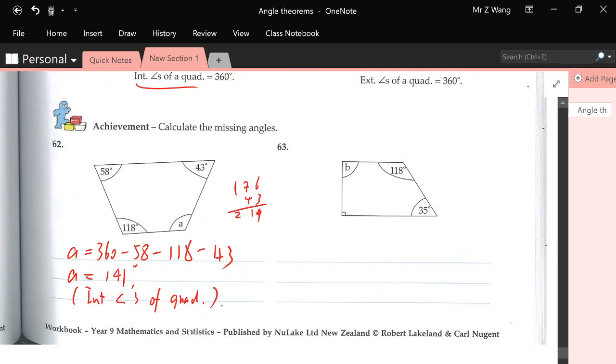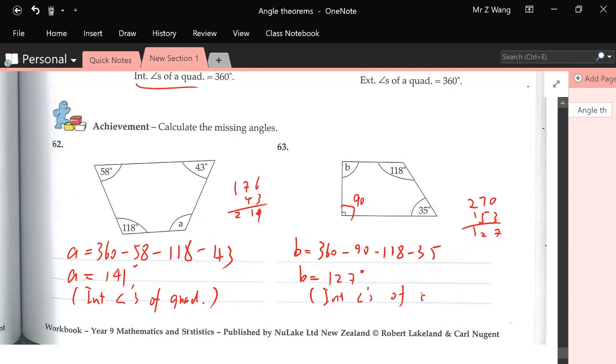You just have to show the reader your logic. Now, this is a tricky question because you always fail to include the 90 degrees, right? So B is 360 minus 90 minus 118 minus 35. Right, so B equals 270 minus 118. I'll just add these up. So 153, so 127. So 127 degrees. Now again, interior angles of a quad.